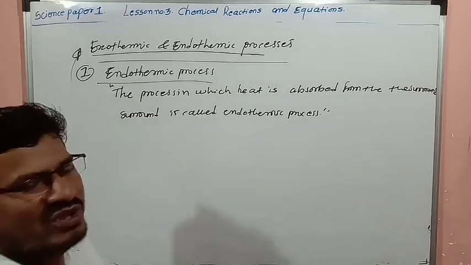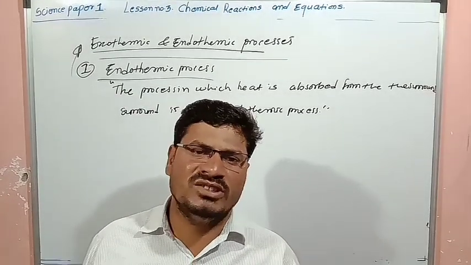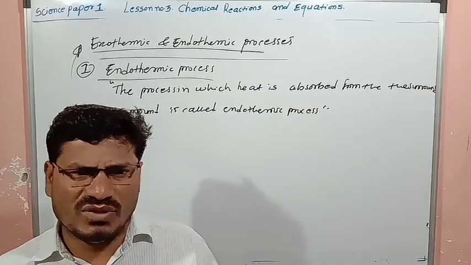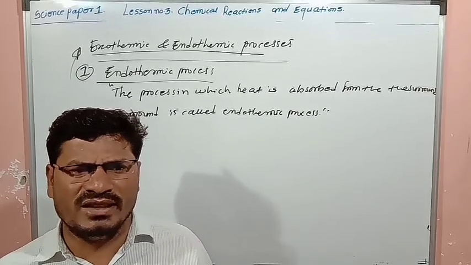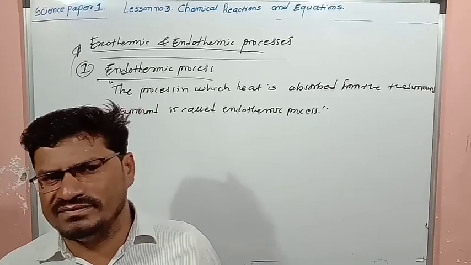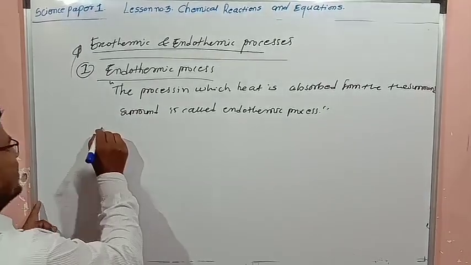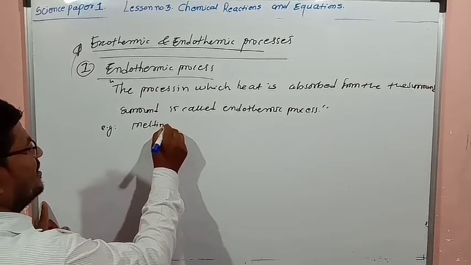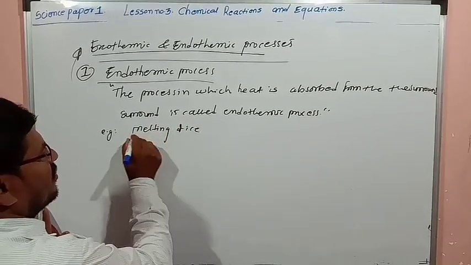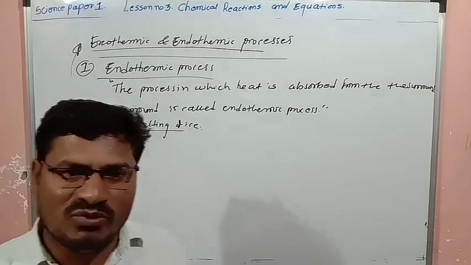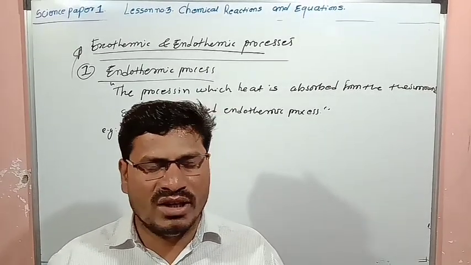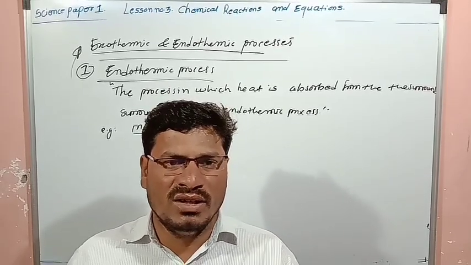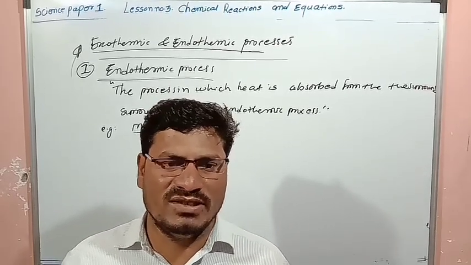So we will take examples, it is easy to understand with the help of examples. The first endothermic process example is the melting of ice. When ice melts, it absorbs heat, since already its temperature is low. When it absorbs the heat, then the melting process takes place.